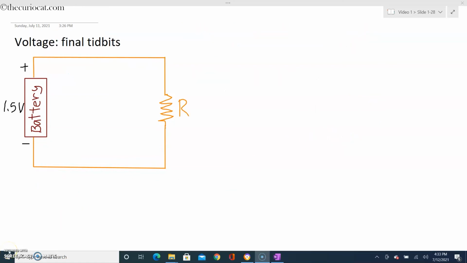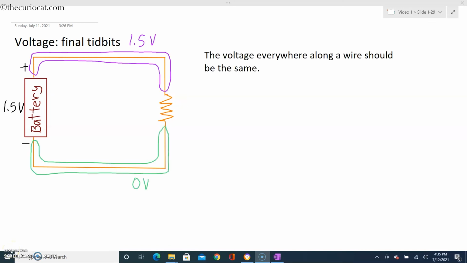Here are some final tidbits. We have a circuit with a 1.5 volt battery. The entire length of the wire connected to the positive terminal will have 1.5 volts. The voltage doesn't change until there is some voltage drop or voltage rise. The same applies to the entire length of the wire connected to the negative terminal. So, the concept is that the voltage everywhere along a wire should be the same. For the wire at 0 volts, you can also put a ground symbol. This isn't absolutely necessary, but it's good practice.